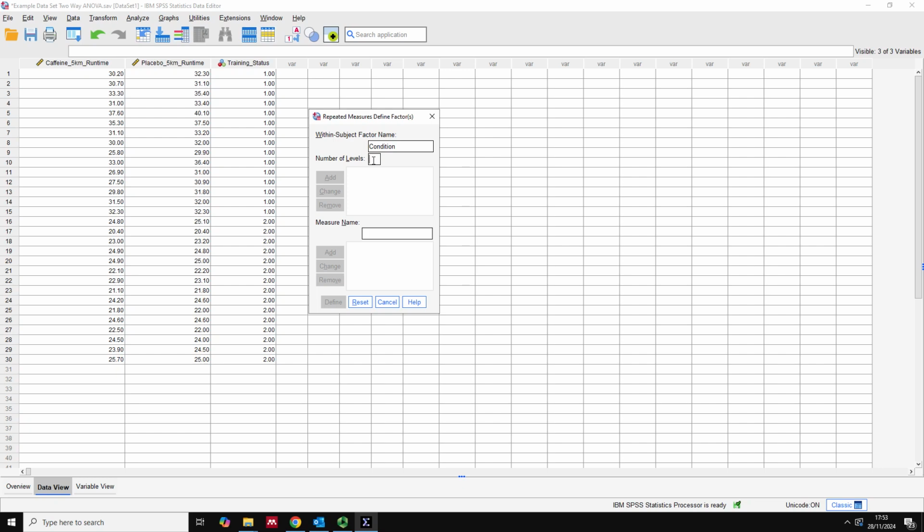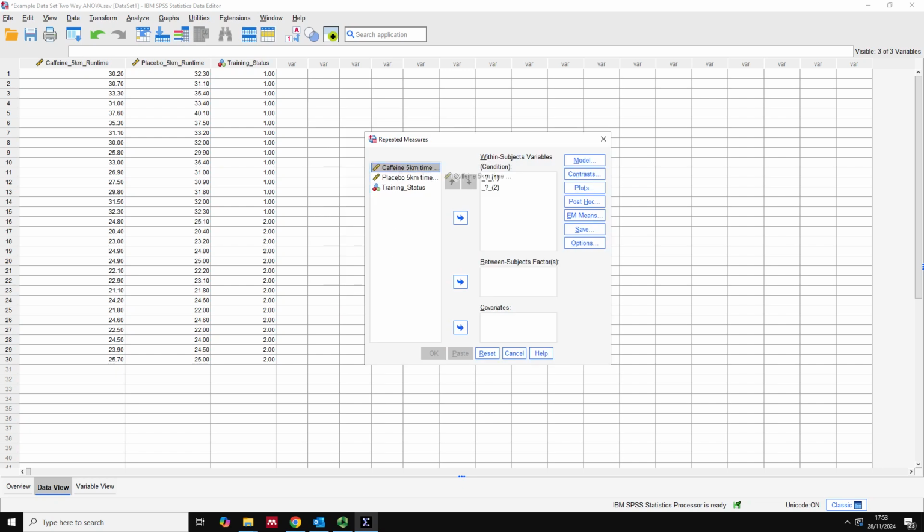And then it asks us for the number of levels in that independent variable. So in this case we've got caffeine and placebo, so that is 2 levels, so I'm going to type in number 2 and then hit add. That's all good then, so I am going to hit define.